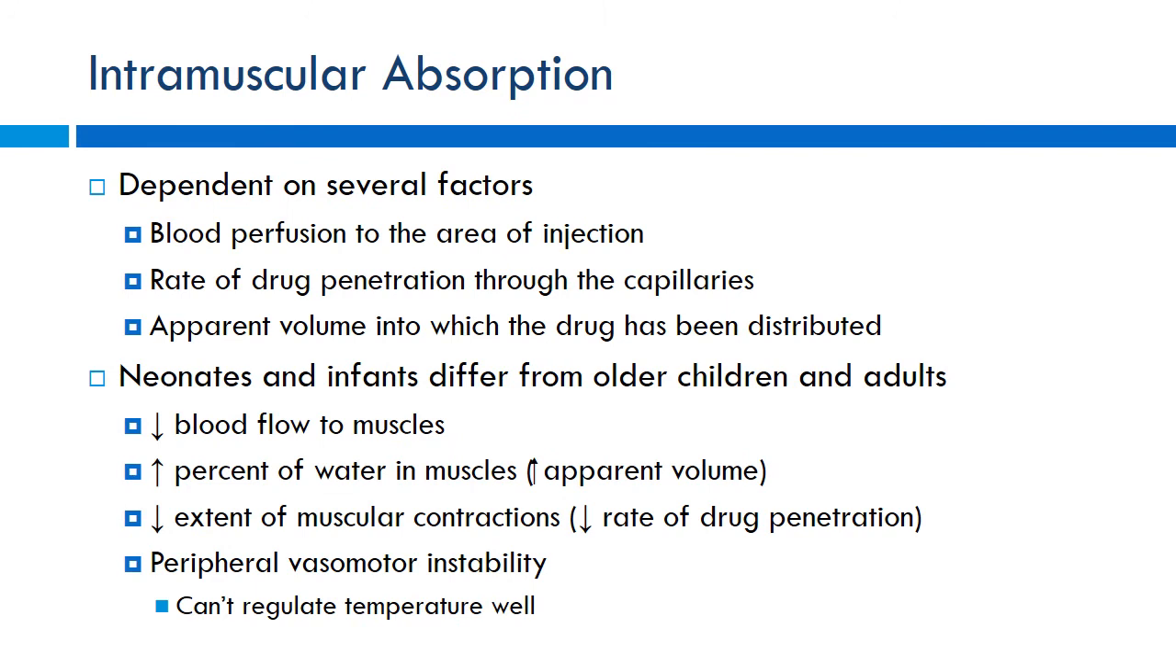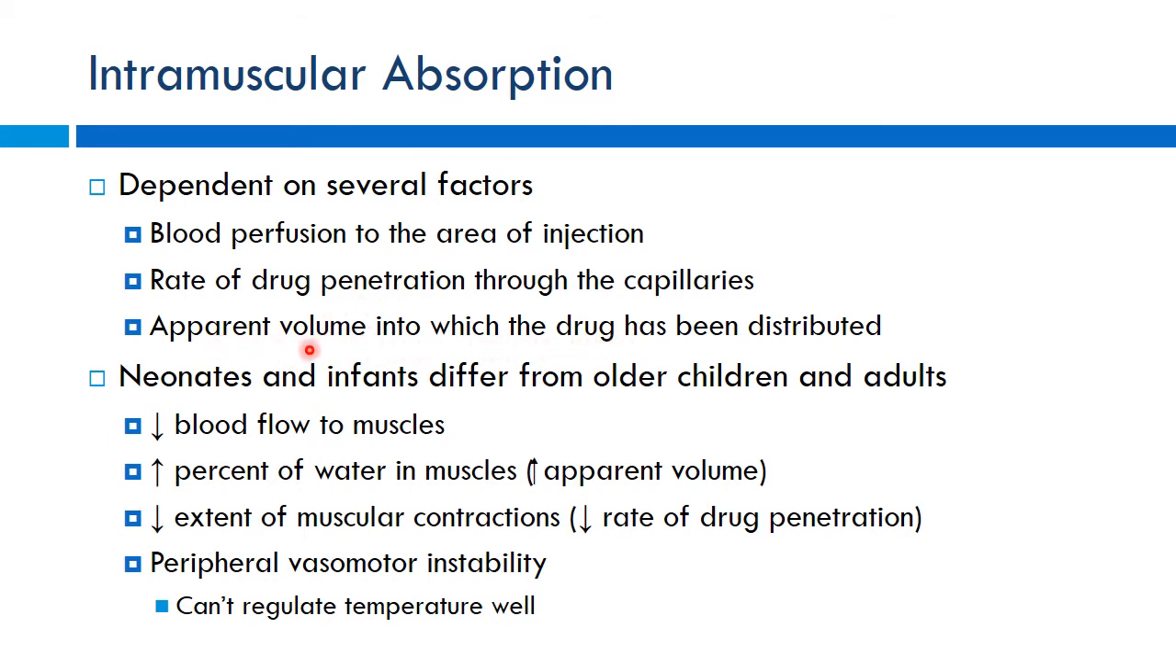So looking at intramuscular absorption, you're going to find this is dependent on several factors. So this can include the blood perfusion to the area of injection. So again, if you don't have any blood going to the area where you injected it, typically you're not going to have a lot of good absorption. Okay. Also depends on how well the drug is able to penetrate through the capillaries to be absorbed in the first place. And then again, the apparent volume into which the drug has been distributed.